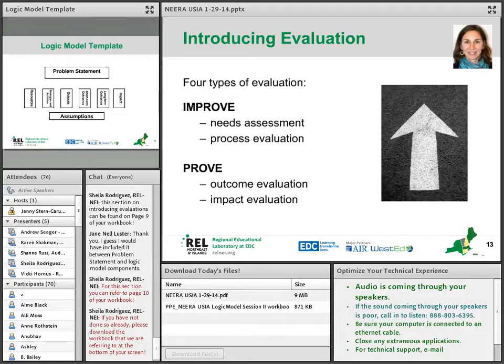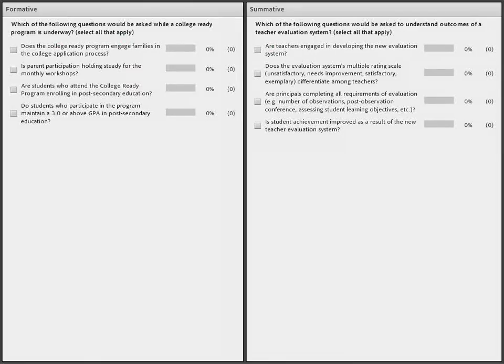We'd like to do something here where you're going to see your first poll for today. And again, we're trying to use this format to really get you thinking and pull your ideas out. So we've got two questions here up on this poll, and we're trying to help you think about the difference between these improve or formative types of evaluations and prove or summative types of evaluations. You'll see the first poll is asking you, thinking about the College Ready program, what might be a formative type of evaluation question? And the second poll asks you, and you can select all that apply, there's more than one in each case, to think about an outcome type of evaluation for the teacher evaluation system.